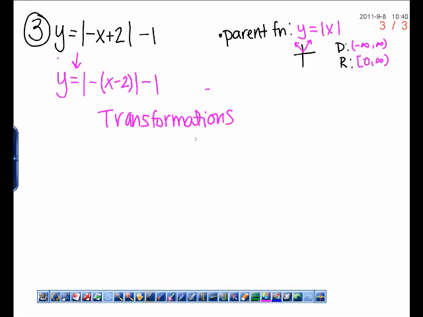Okay, here's the next thing you're not going to like. Normally, we would start closest to the x, right? And we would start with right 2. Would you agree? This is one of those exceptions to that rule. If there's a reflection on the inside, you have to start with that reflection. So the first transformation we're going to do here is that reflection.